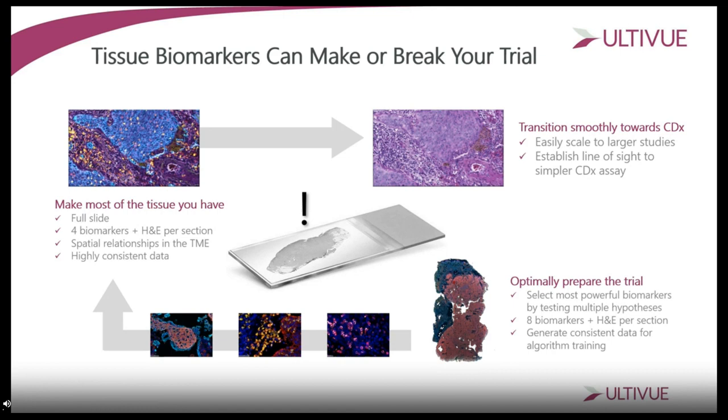So when you want to work with clinical trials and you want to optimize the chances of being successful, you need to start from the selection of the most powerful biomarkers by testing multiple competing hypotheses at the same time. This is why we like to have up to 8 biomarkers on the same slide plus an H&E on the same exact slide to be able to generate consistent data that are also critical for algorithm training.